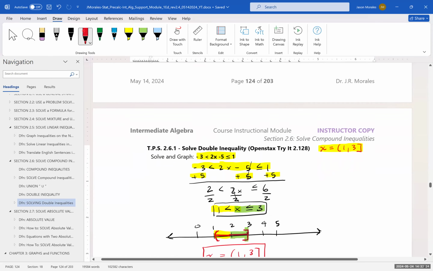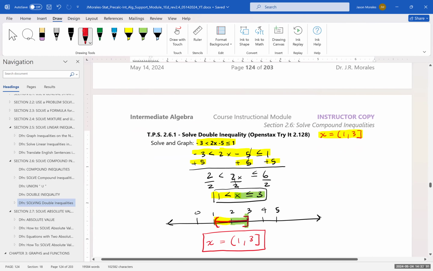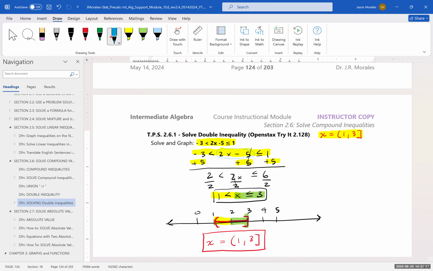So here's the solution to this problem. I would encourage you to go ahead and rewrite the problem, that way it's formatted in the size that fits your handwriting. Again, we're trying to solve for x that's at the center of this double inequality. Trying to get x by itself, we just add 5 to both sides. That gets us 2 less than 2x less than or equal to 6. Divide everything by 2, and this is the double inequality that we get.